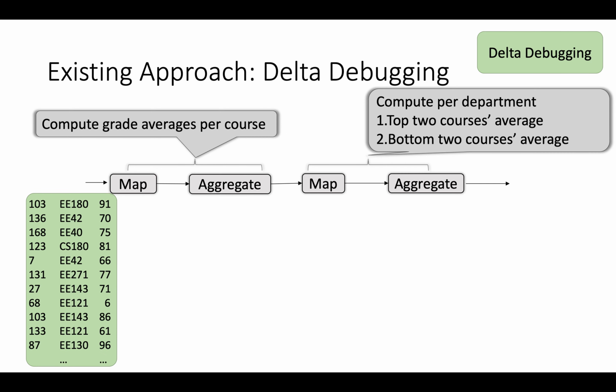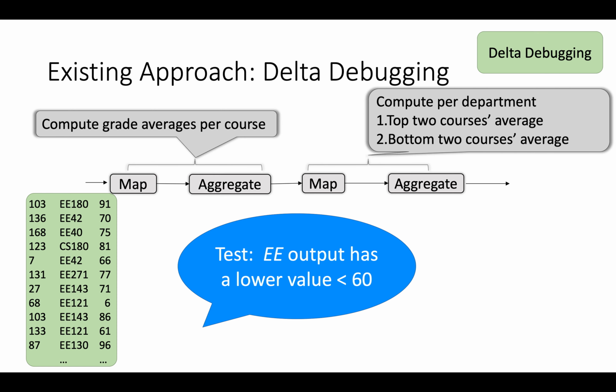The process works as follows. We start with the original program input, and the developer provides a test function. In this case, we define our test function to be, as shown on the screen, with an EE output having a lower value that is less than 60.